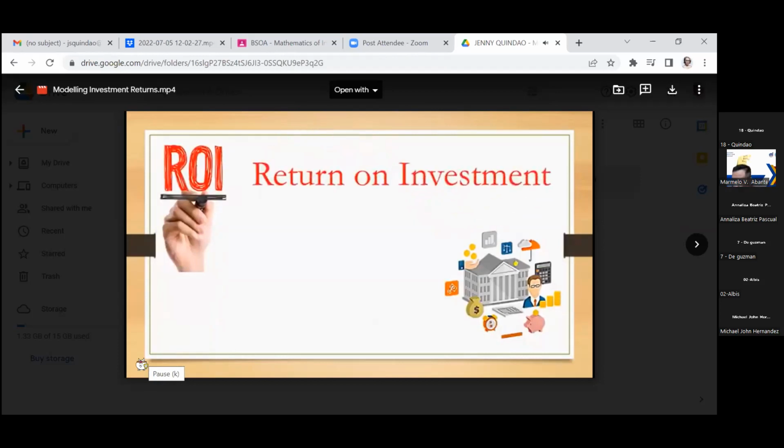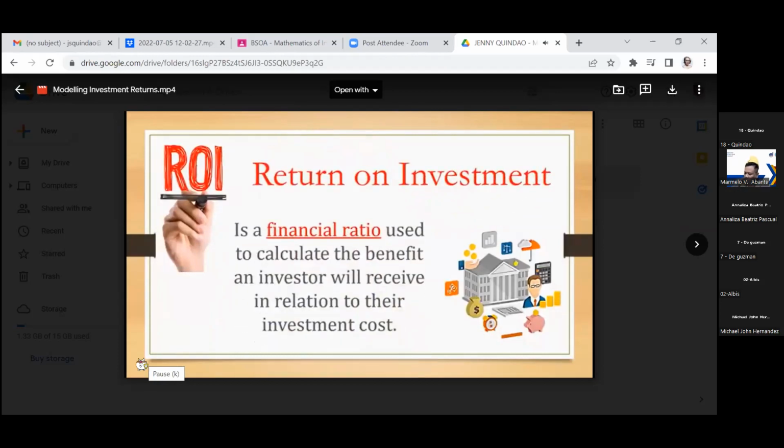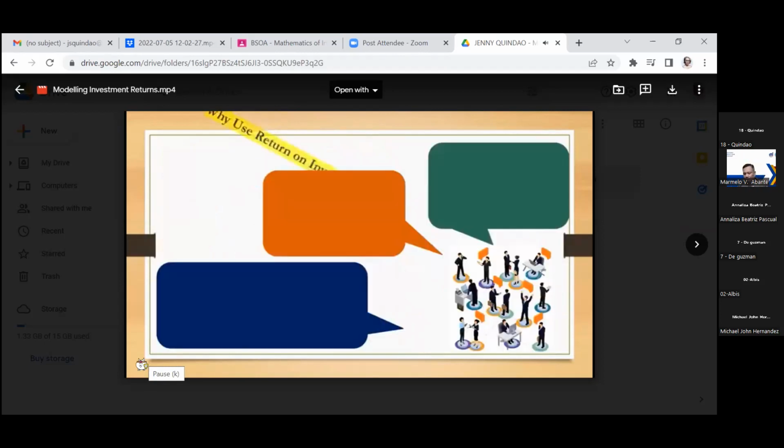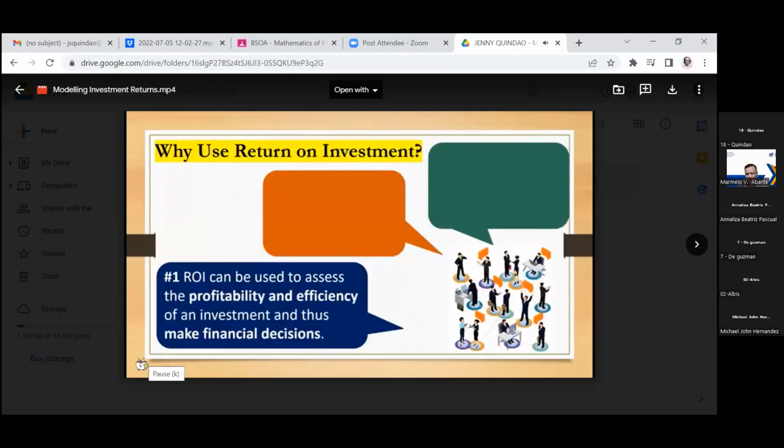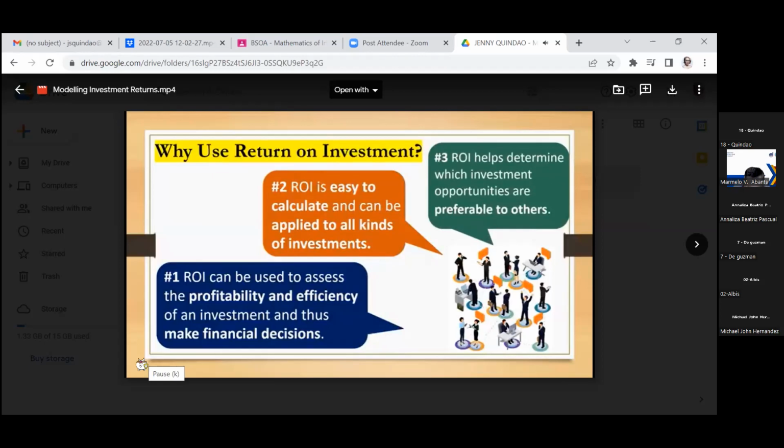ROI, or return on investment, is a financial ratio used to calculate the benefit an investor will receive in relation to their investment costs. Why use return on investment? Number 1, ROI can be used to assess the profitability and efficiency of an investment and thus make financial decisions. Number 2, ROI is easy to calculate and can be applied to all kinds of investments. Number 3, ROI helps determine which investment opportunities are preferable to others.